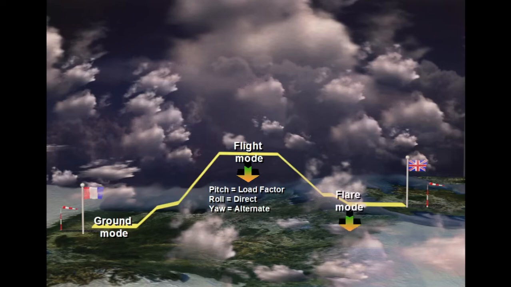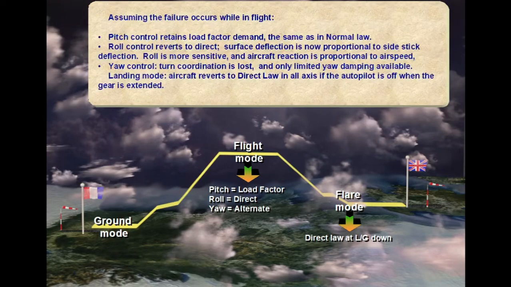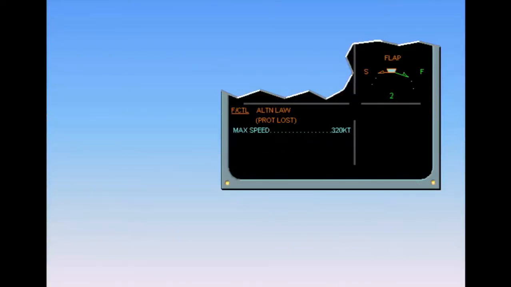Landing mode: aircraft reverts to direct yaw in all axes if the autopilot is off when the gear is extended. Degradation to alternate yaw is indicated by the ECAM caution "Flight Control Alternate Yaw, Protection Lost."